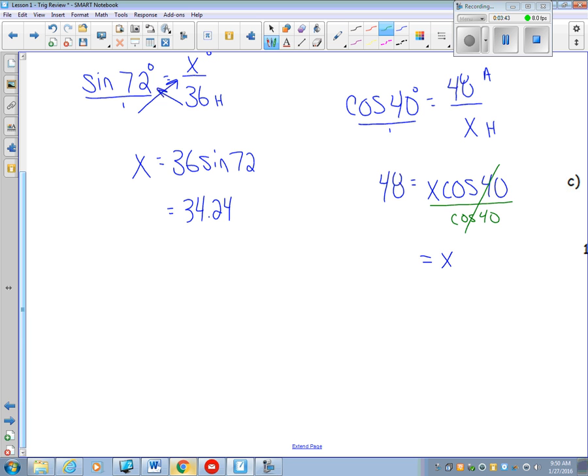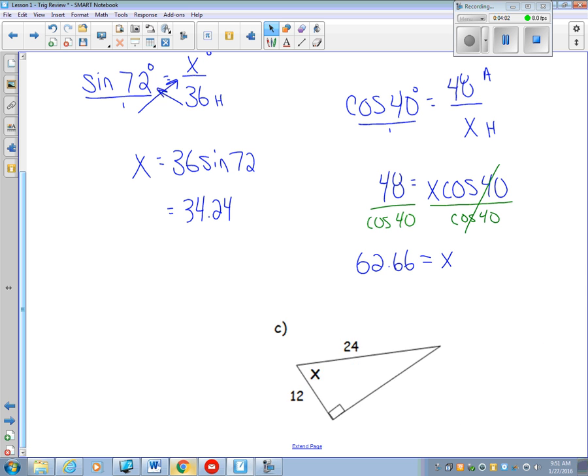But if you divide one side by cos 40, you've got to divide the other side by cos 40. And that's what we're going to put in our calculator: 48 divided by cos 40. And if we do that, we end up with 62.66. That's the second kind of problem we can solve with SOHCAHTOA: X on the top of the fraction, X on the bottom of the fraction.